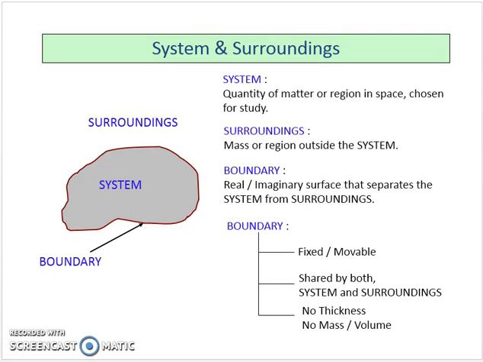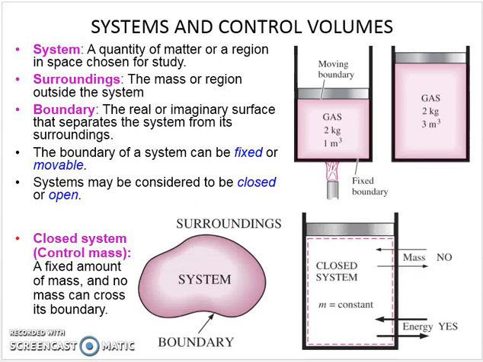The system is the quantity of matter or region in space chosen for the study. Surroundings are the mass or region outside the system. Boundary is a real or imaginary surface that separates the system from the surroundings. The boundary can be fixed or movable, and is shared by both the system and the surroundings. It has no thickness, no mass and no volume.